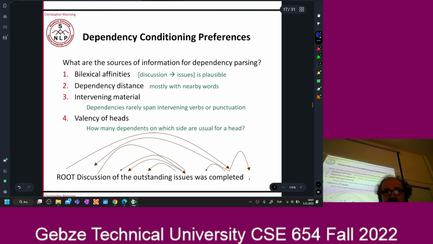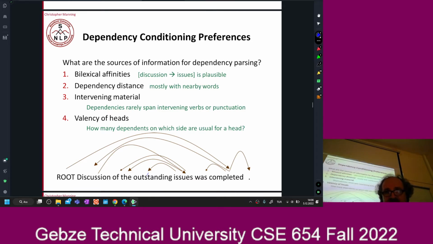Okay, so dependency parsing, conditioning preferences. So we say that these are not exact rules to follow. They are just preferences. This is what happens actually. For example, bilexical affinities. Okay, discussion and issues usually happen together. They are usually dependent on each other. One is a head, the other one is the dependent.